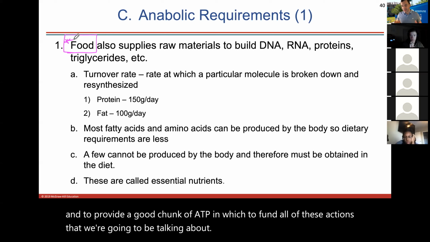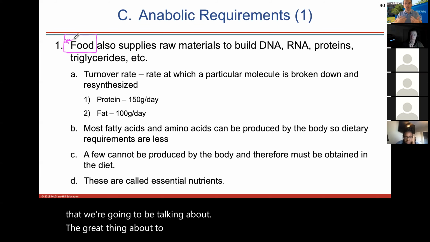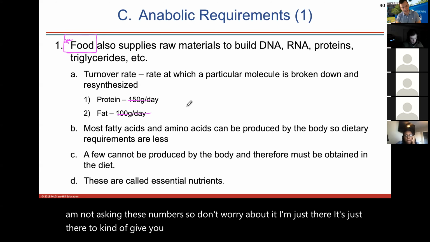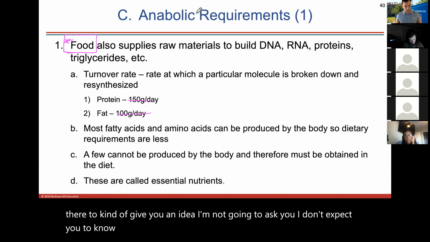The great thing about a cell, there's always a huge turnover, all right? And I am not asking these numbers, so don't worry about it. It's just there to kind of give you an idea. I'm not going to ask you. I don't expect you to know those turnover rates at all.